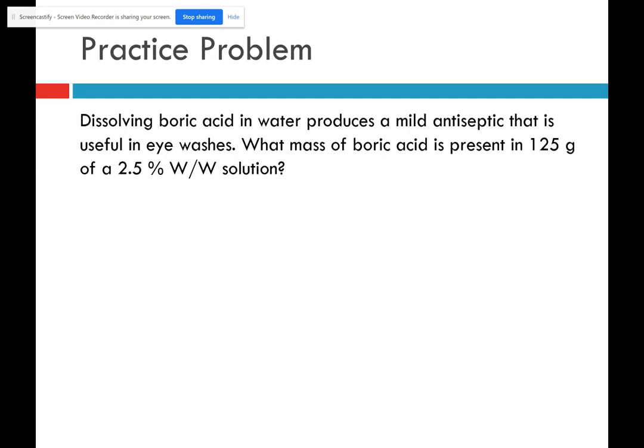So this says, for example, dissolving boric acid in water produces a mild antiseptic. That's something that disinfects. That's useful in eye washes. What mass of boric acid is present in 125 grams of a 2.5% weight by weight solution? In this case, percent weight by weight is going to be the mass of the solute over the mass of the solution times 100. Now for this, if you put in grams for the 1 unit, what's going to come out is also in grams. If I convert this to kilograms, what's also going to come out is in kilograms. The units are going to be the same.